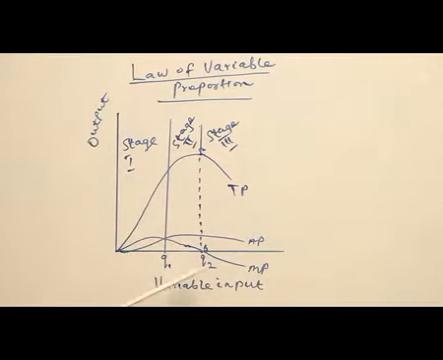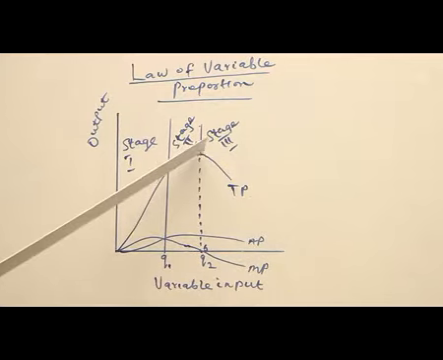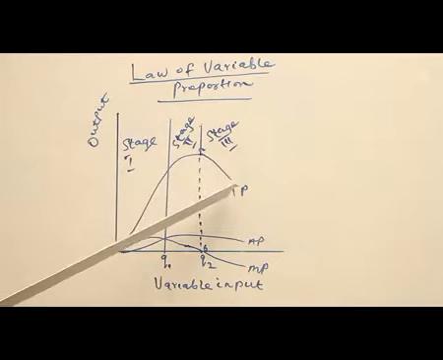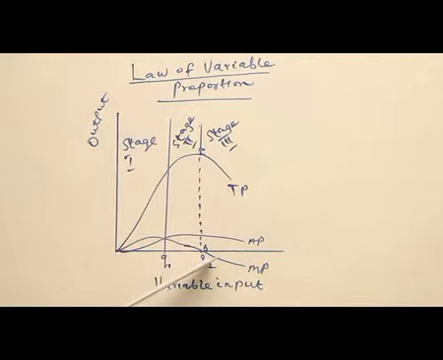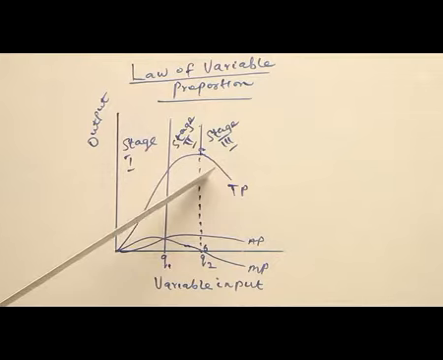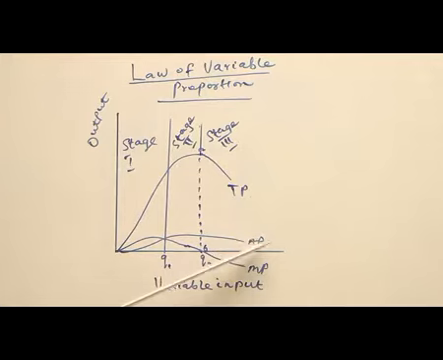0. Now, after that Q2, you can see that we are having an increase in variable input. But what happened to total product? Total product has started falling. So the implication is that once the total product reaches its peak, marginal product will be 0. And further production after total product has reached its peak implies that marginal product will be negative, but average product will be falling. It will not be negative.